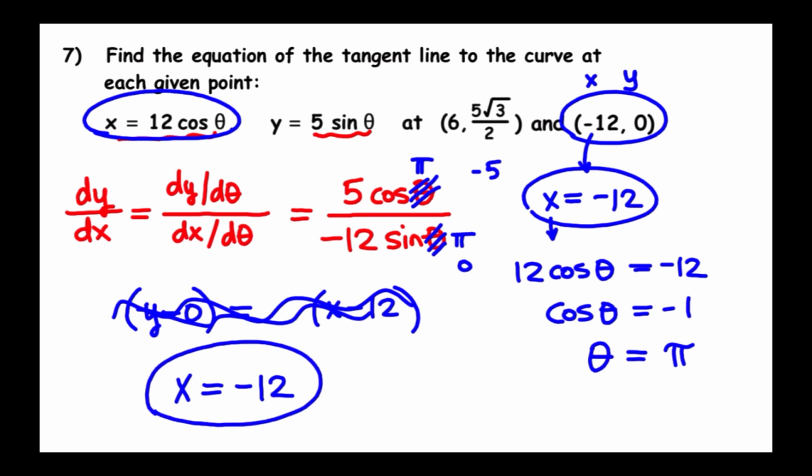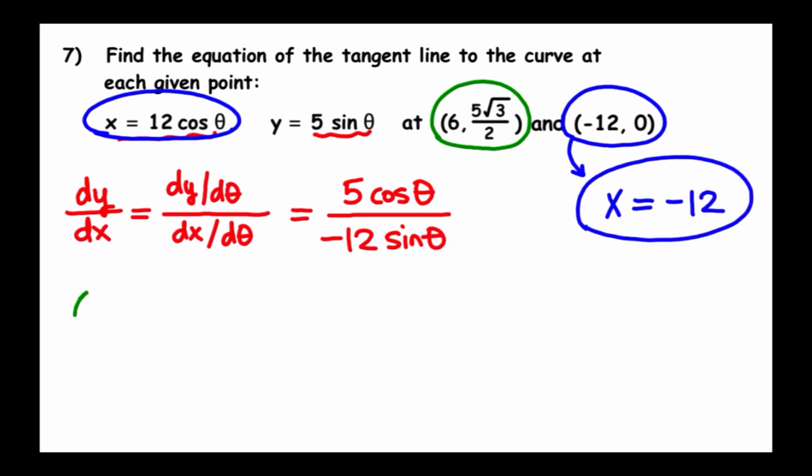x is negative 12. All right, let me erase everything except for the red, and then we'll go to the other point. We'll do that in green. We'll find the tangent line here at (6, 5 rad 3 over 2). Okay, the other tangent line, let me go ahead and try point slope form again. It's going to be y minus 5 rad 3 over 2. A little bit ugly, but that's okay. Equals, I leave a blank for the slope, x minus 6. Okay, I'm just taking the x and y from up here, from the green point, if you will.